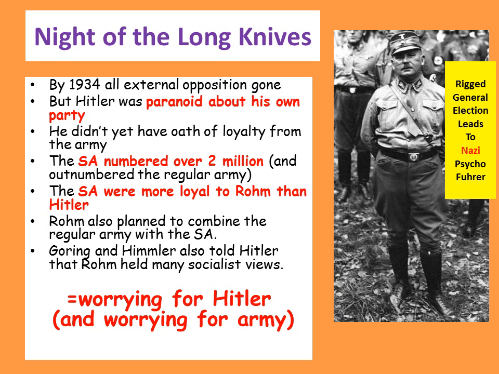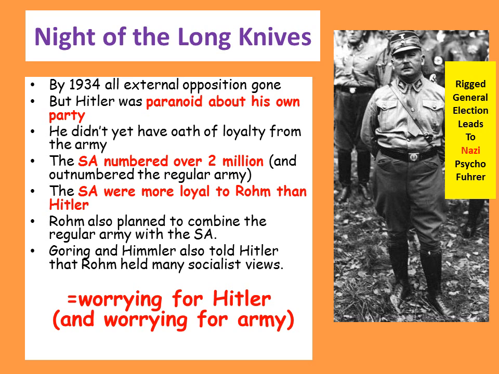He has an army. And Hitler's got in the back of his mind, he knows that essentially those people with the strongest army win. So this is a potential disaster for him. The SA were more loyal to Röhm than Hitler. So Hitler's kind of worried about this. Even more worrying is that Röhm apparently also planned to combine the regular army with the SA to create this big super army. The regular army weren't very happy about this. And of course Hitler wasn't very happy about this.